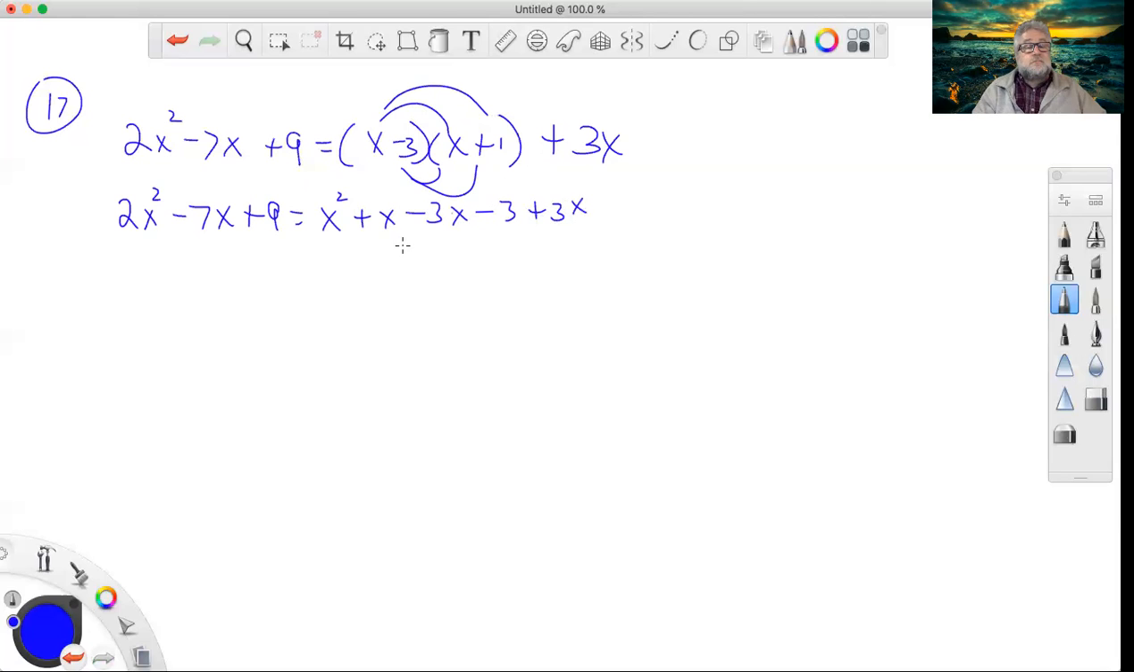Okay. Now I'm going to cancel some stuff out. I can see this thing and that thing are going to go away. Okay. So now I got 2x squared minus 7x plus 9 equals, there's an x squared here, an x, and a minus 3. So let's get everything on the other side and see if we can factor it. So I'm going to do a minus x squared minus x plus 3 to both sides.